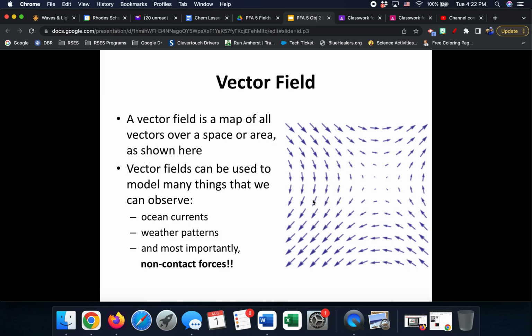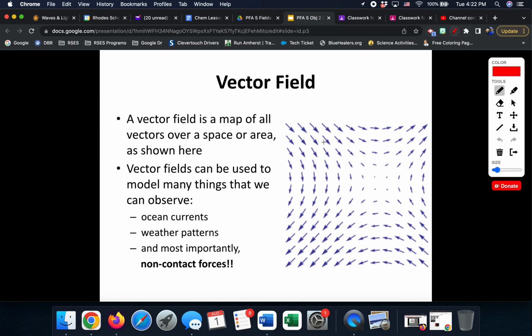A vector field is just a map of all the vectors over a given space or area. If you were here for the magnet lab, you saw that. We sprinkled those metal filings over the piece of paper that was on a magnet, and they just moved on their own and made this magnetic field. We can observe these in non-contact forces. That's why we used magnets in our lab.